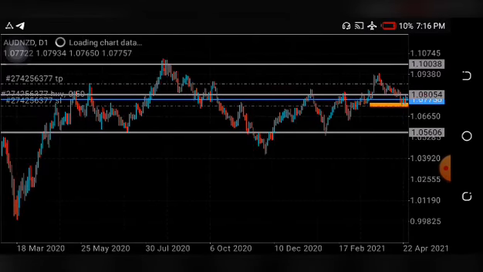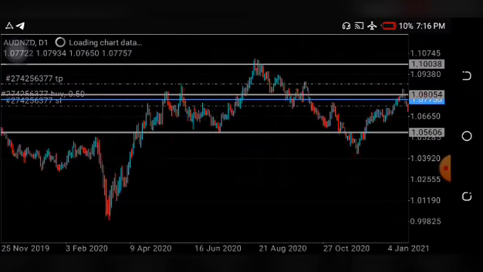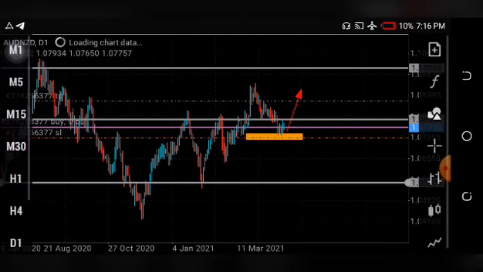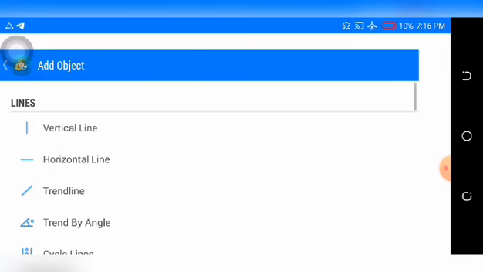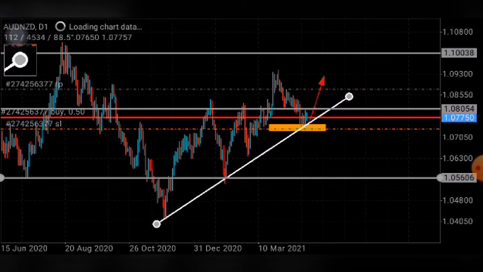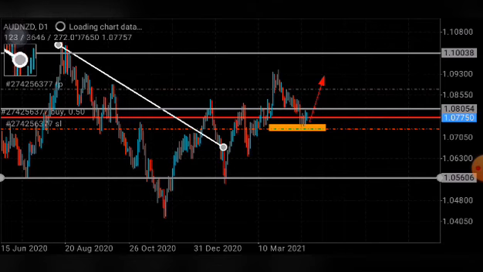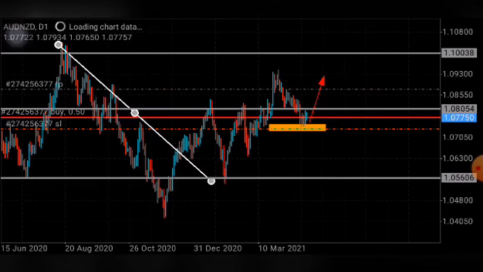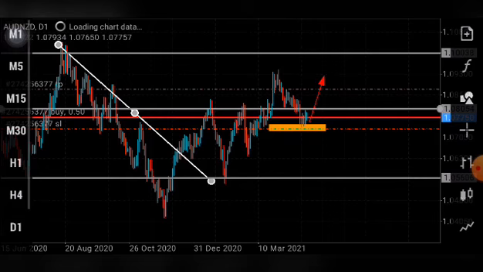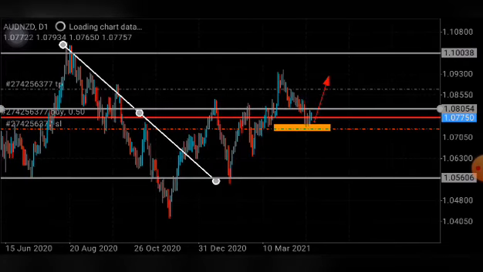So this is just how we draw the trends. When drawing a trend, go to the tools, select the trend line, and just connect the bottoms. If it's an uptrend you connect the lows, and if it's a downtrend, you connect the highs. When it breaks, you know it's no longer valid. So this is how to draw the trend lines.